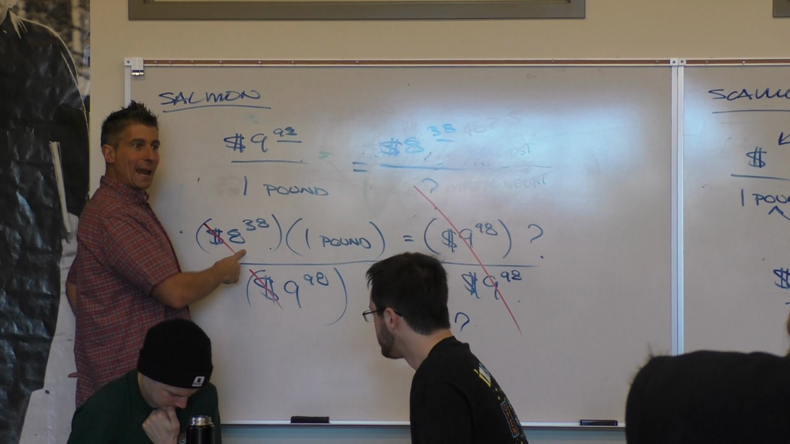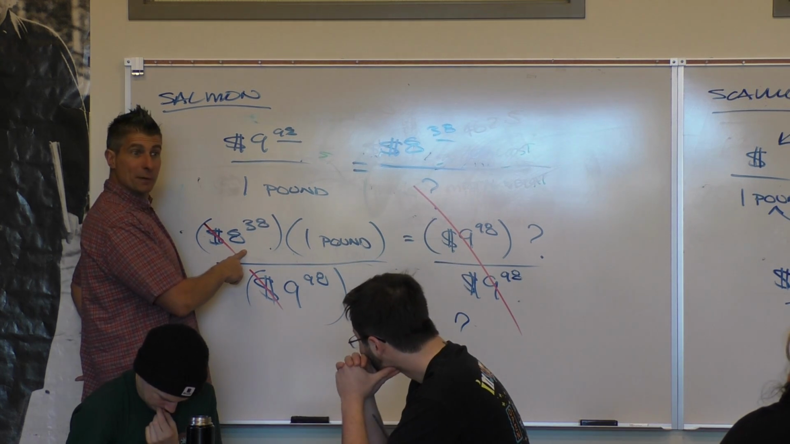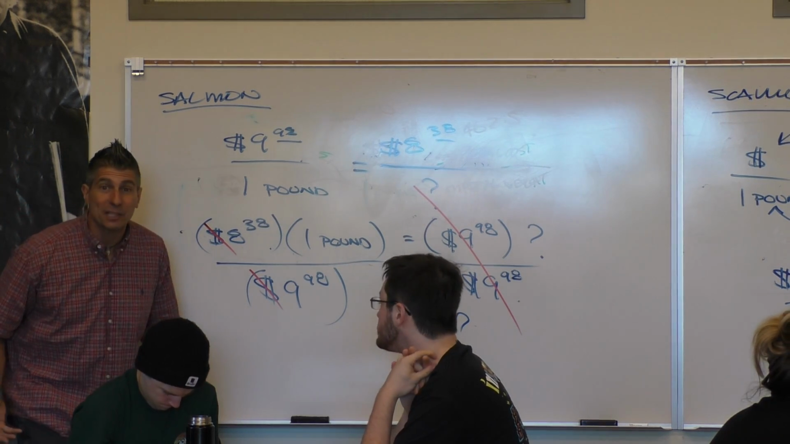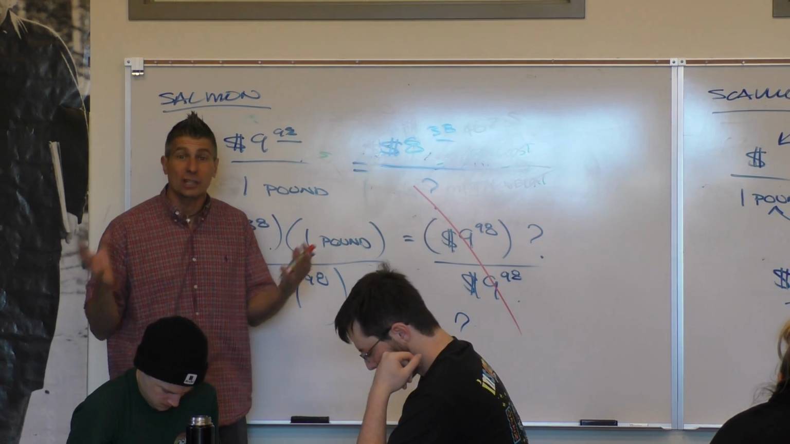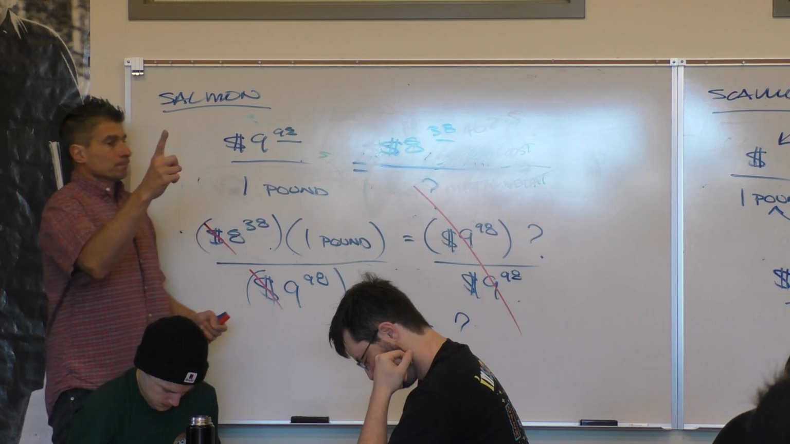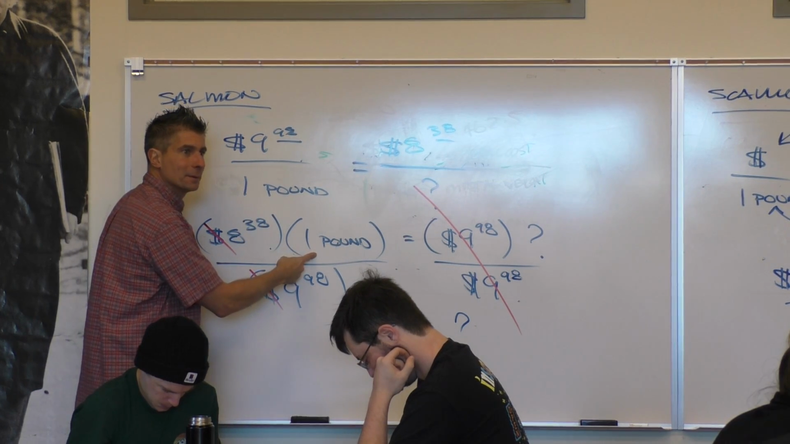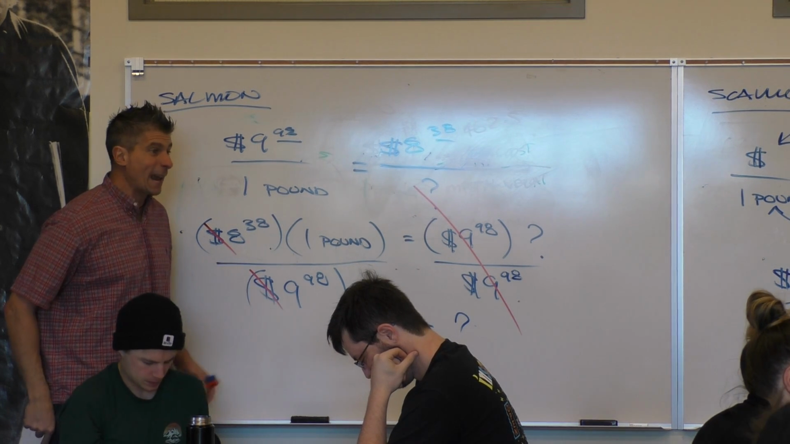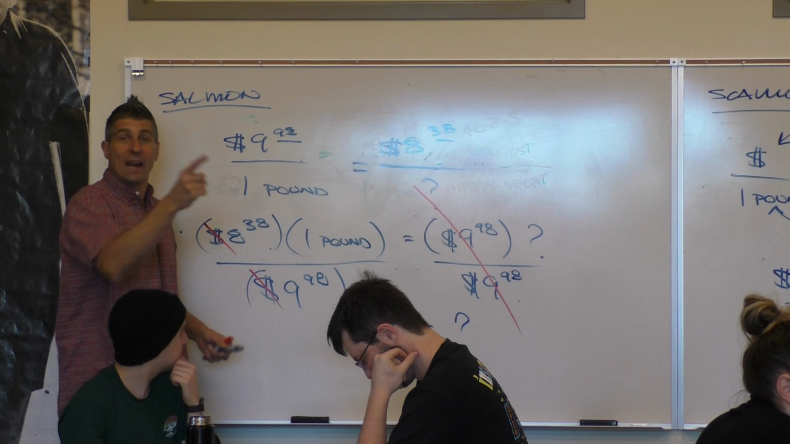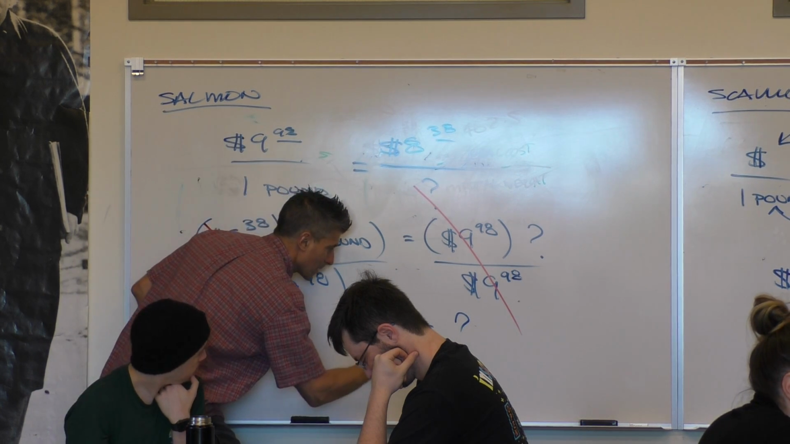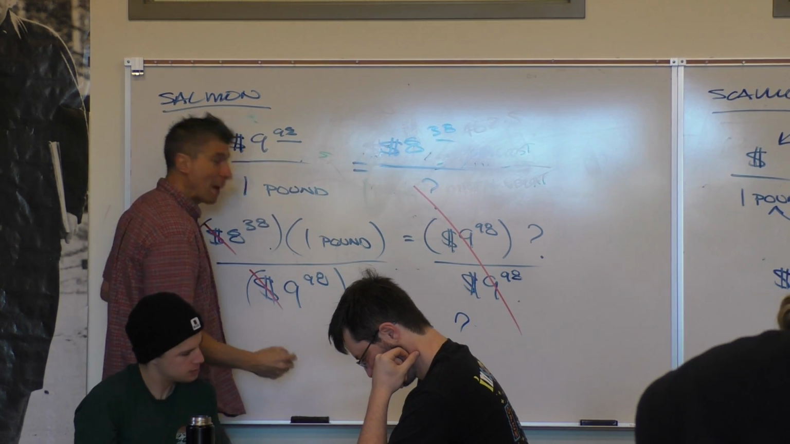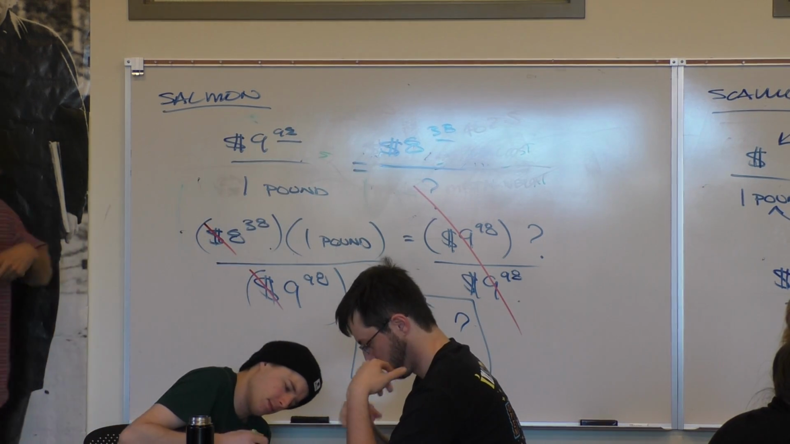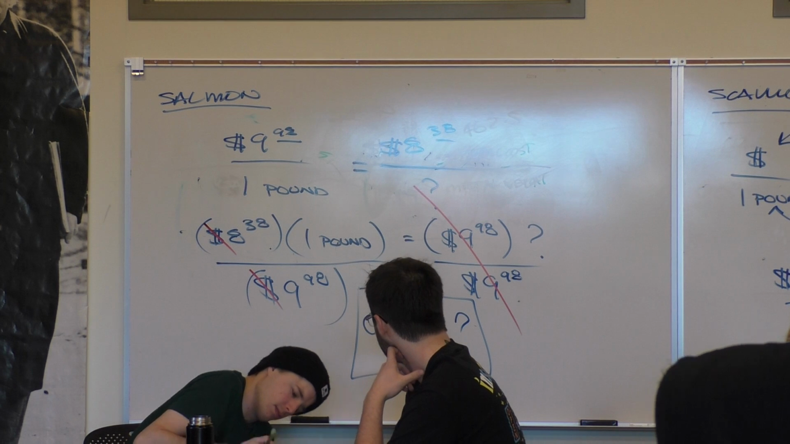This is no longer $8.38. This is simply 8.38. Why is it simply 8.38? Exactly, because we divided off the dollars. It's now not a dollar amount anymore. What's 8.38 times 1? 8.38. What's 8.38 divided by 9.98? 0.84. 0.84 what? Pounds. I'm going to use the symbol for pound. There you go. That's how much they weigh.